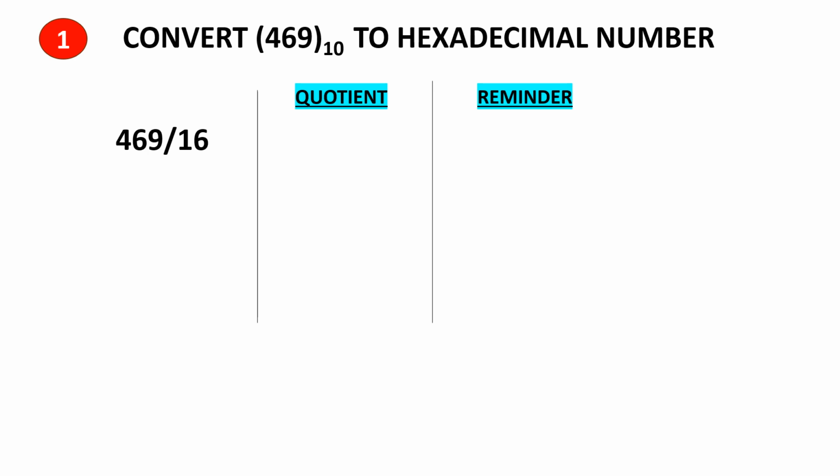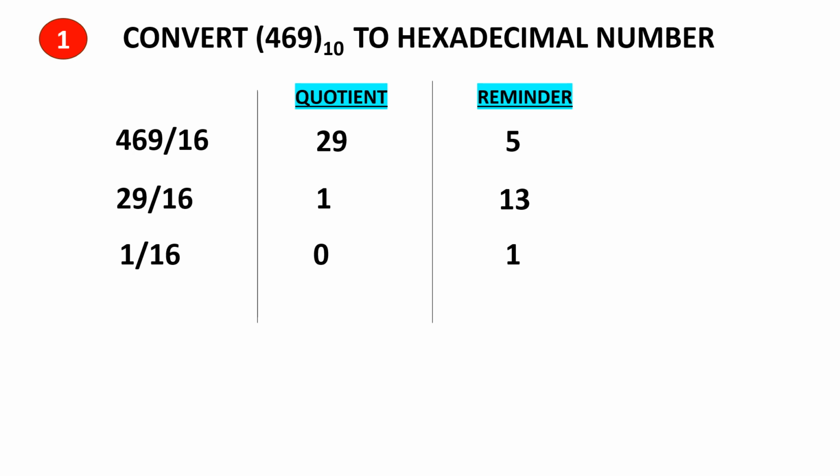First we have to divide 469 by 16. So we get the quotient 29 and the remainder 5. Again take the quotient 29 and divide by 16, and we get the quotient 1 and remainder 13. Again divide the quotient 1 by 16. So you will get the quotient 0 and the remainder 1.